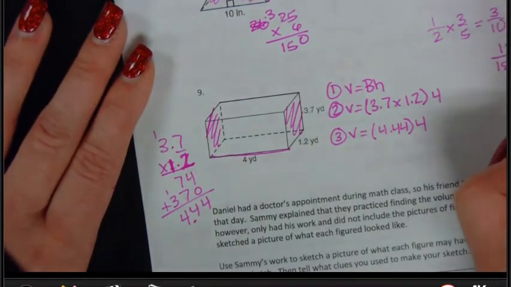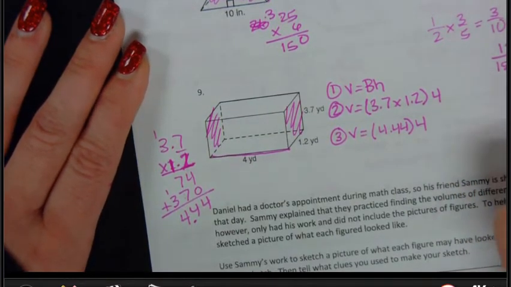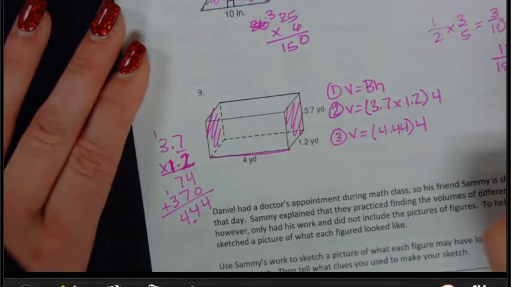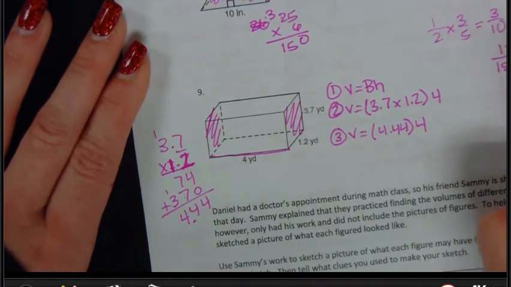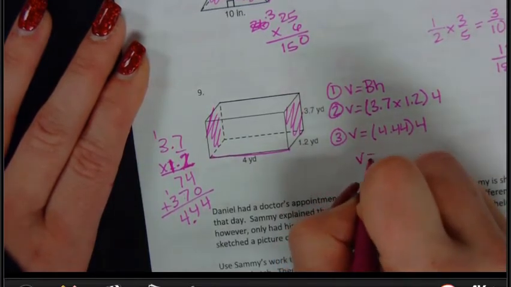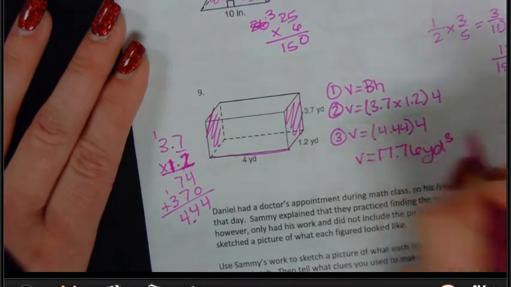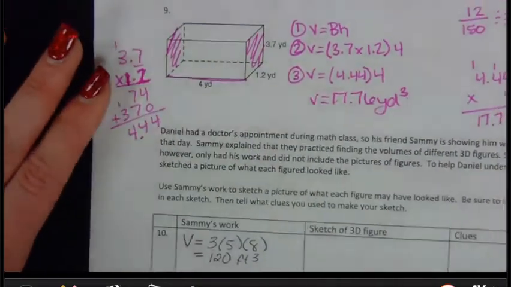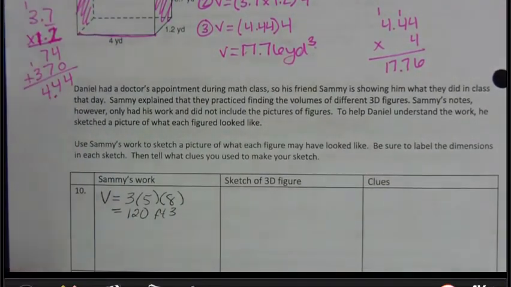Okay, and then we're going to go over here. 4.44 times 4. 4 times 4 is 16. 4 times 4 is 16, plus 1 is 17. 4 times 4 is 16, plus 1 more is 17. And I have 2 behind the decimal, so volume is equal to 17.76 yards cubed. 17.76 yards cubed.